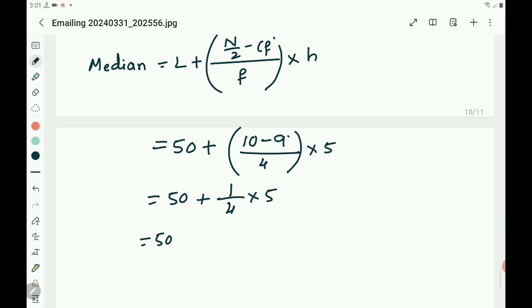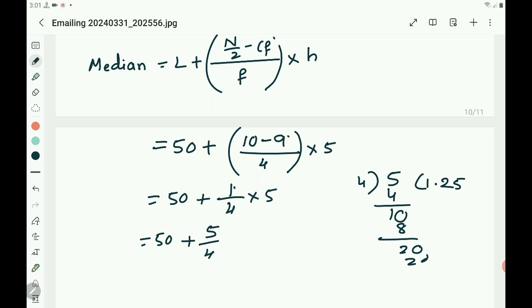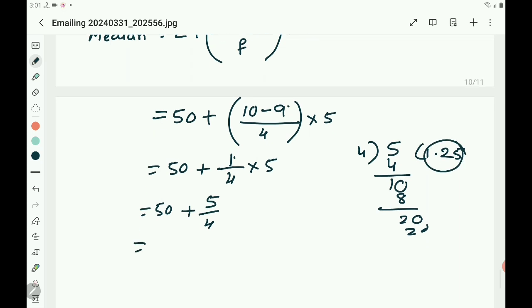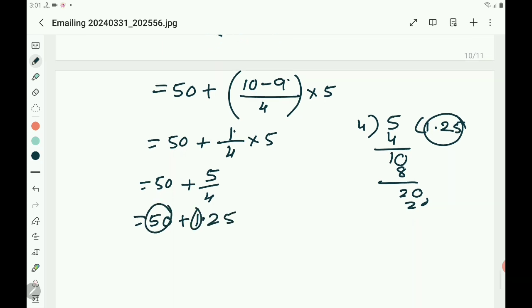Which is equals to 50 plus 1 into 5. 1 into 5 is 5, 5 by 4. Then you divide 5 by 4. 5 is to be divided by 4. 4 ones are 4, 1 is remaining. Put 0, put point. 4 2s are 8, 2 is remaining, put 0, and 4 5s are 20. So I got 1.25. That is 50 plus 1.25. 50 plus 1 is 51.25. 51.25, that is the median.